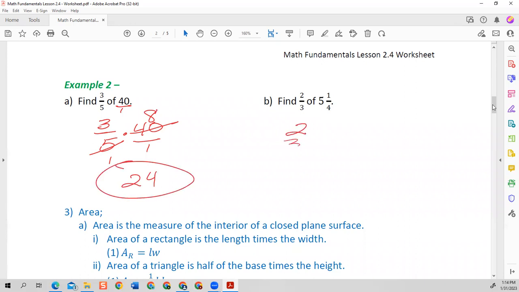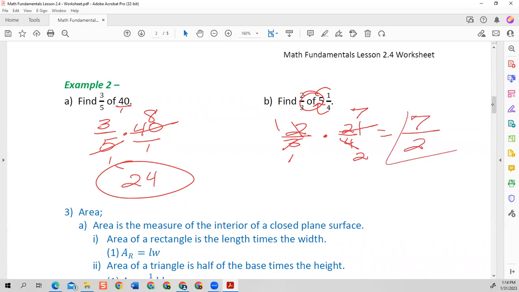This one here is 2/3 times, because "of" means multiply, guys. And let's convert the mixed number to improper. So denominator doesn't change. 4 times 5 is 20, plus 1 is 21. I know 2 goes in itself once and goes into 4 twice. 3 goes in itself once and goes into 21 7 times. 1 times 7 over 1 times 2. 7/2 is my answer.